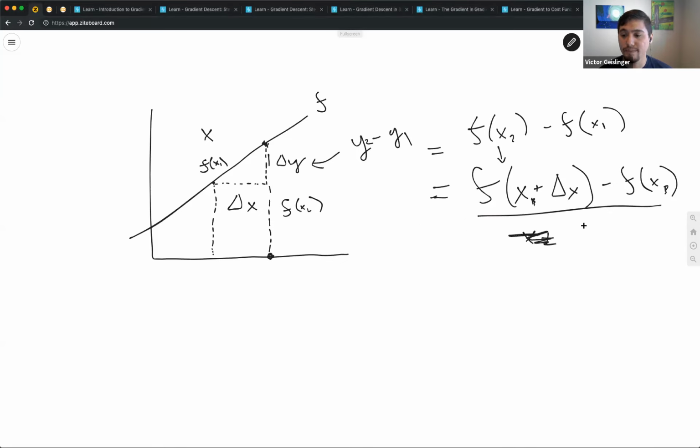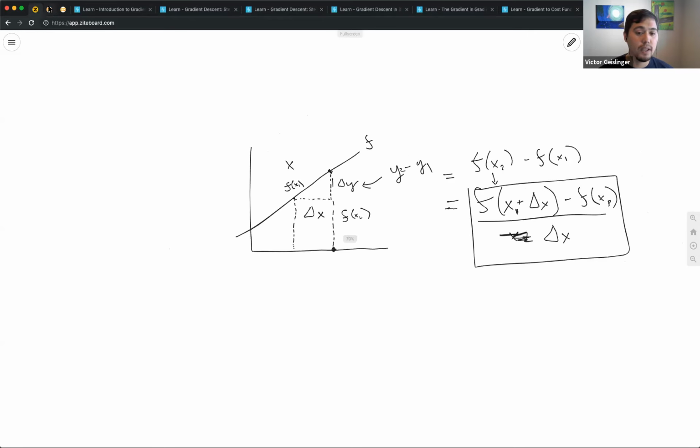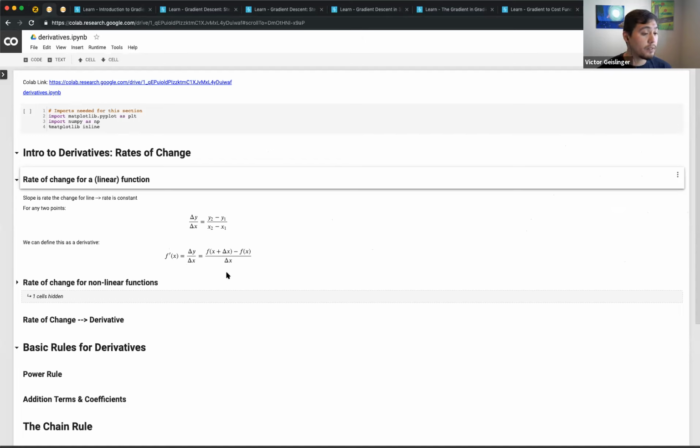This is me erasing. Delta x, okay? Which again was just x2 minus x1. So we get this whole nice function going on here, okay? And that's what we actually call a derivative. Well, that's not quite true. We'll do a little extra thing to get to a nice derivative, but essentially this will be the derivative for a linear function, is that change in x.